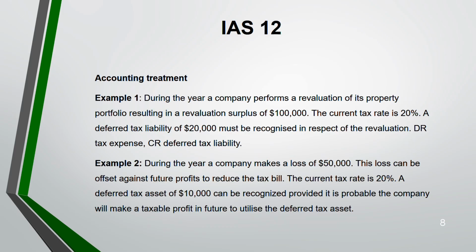Okay, example 2. The company is making a loss. Mostly a loss gives rise to a deferred tax asset only. But this loss can be offset against future profit. The current tax rate is 20%. So the deferred tax asset in this case, take 20% of 50, which is 10,000. So a deferred tax asset of 10,000 can be recognized, provided it is probable that the company is going to make taxable profit in future to utilize that deferred tax asset.